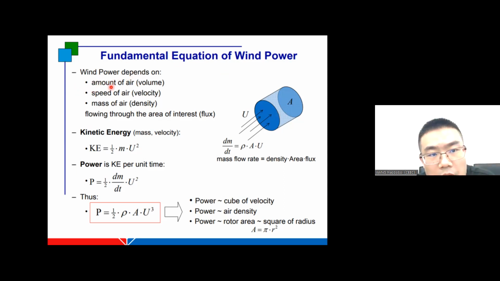So the wind power depends on the amount of air, the volume, the speed of air, the velocity, and the mass of air, the density. The mass of air density varies very little from different places, very little. So in this case, the kinetic energy, the mass and the velocity and the power. The power is proportional to the cube of velocity. So when we select the wind power plant location, the speed of air, or the velocity, is the most important parameter.